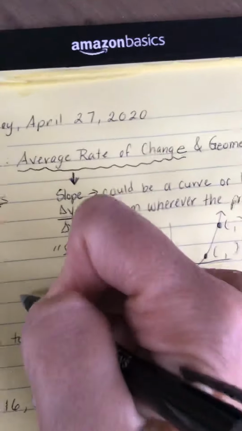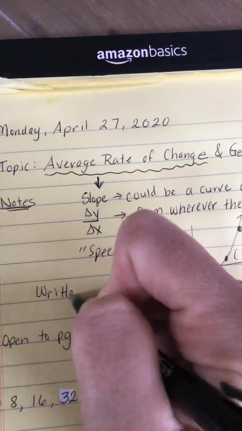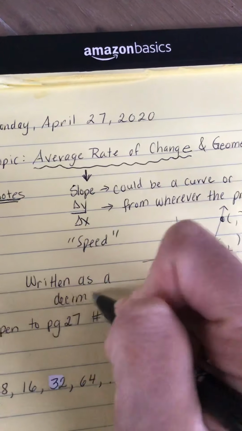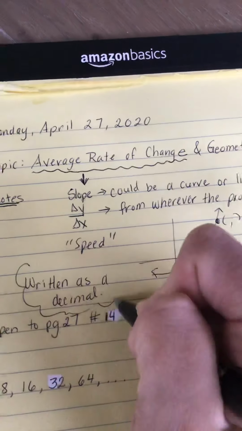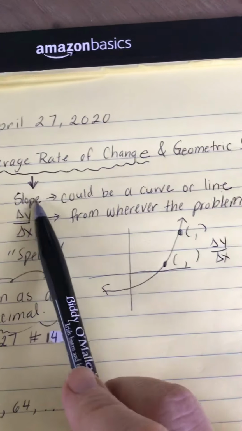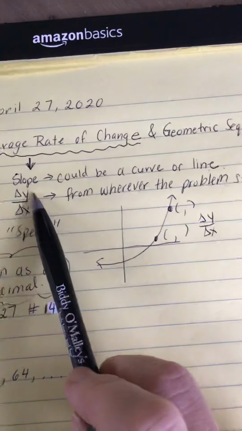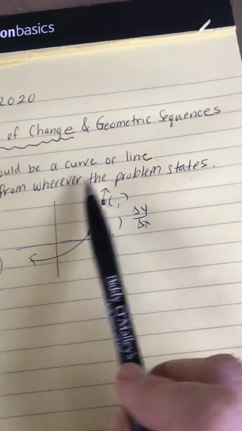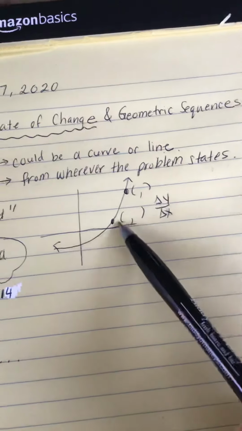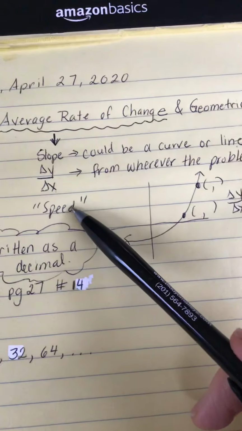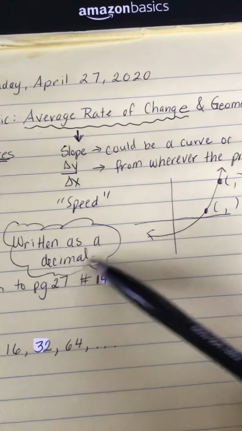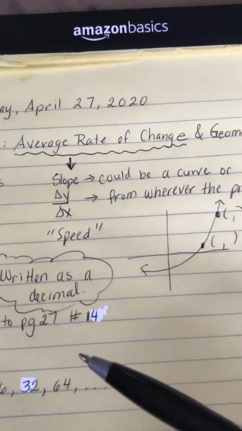And it's written as a decimal. Okay, so here are your notes. It means slope, could be a curve or a line. Change of y over change of x from wherever the problem states, like whichever two areas it states. It could be in a table or a graph. All right, it also means speed. Average rate of change, speed, slope, all the same thing. And it's written as a decimal when you see it in the answer.